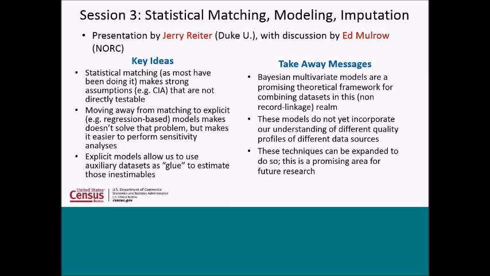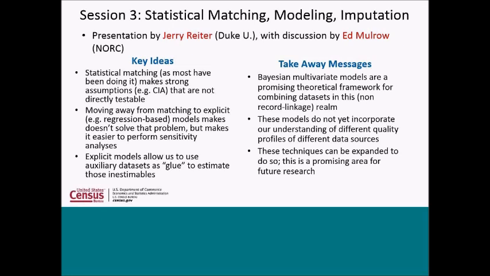One of the things that Jerry strongly advocated was moving away from this algorithmic matching to more explicit modeling techniques based on, say, regression models. It doesn't solve the problem of having to make strong assumptions, but it does make it much, much easier to perform sensitivity analyses to see what happens if you depart from those assumptions.